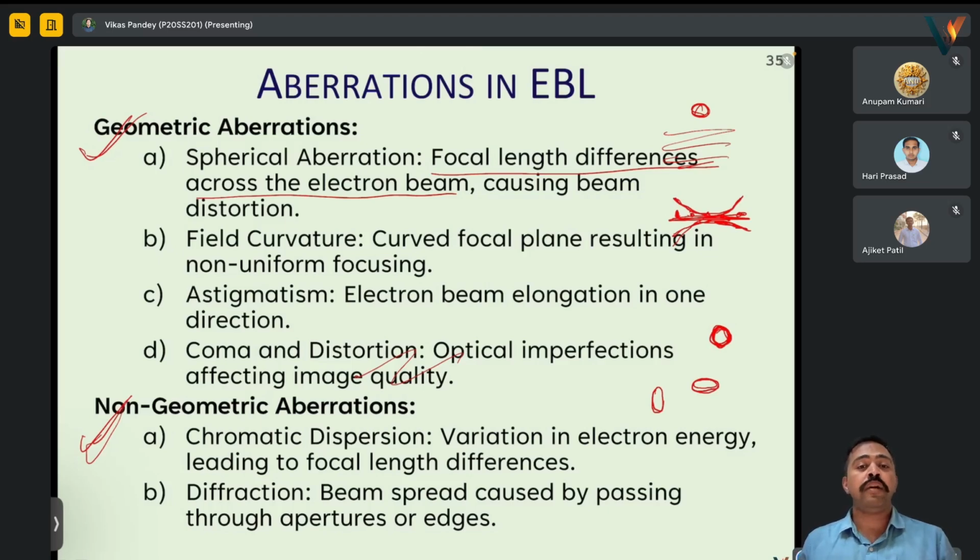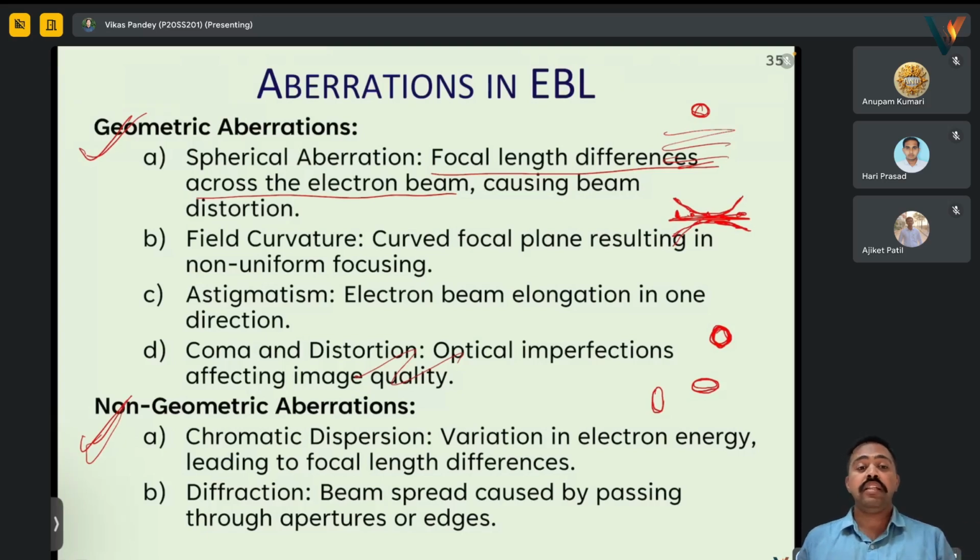Coma and distortion, that is due to optical imperfection, that is, the focusing and these things, the magnetic or electrostatic optics, those are not perfect. They can lead to some distortion or optic imperfection in image quality.